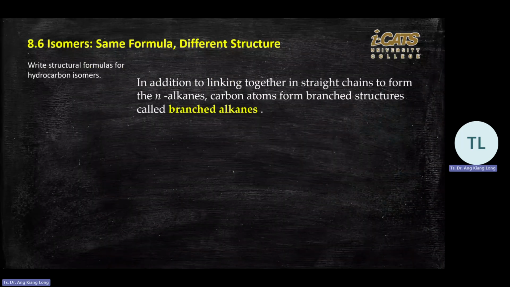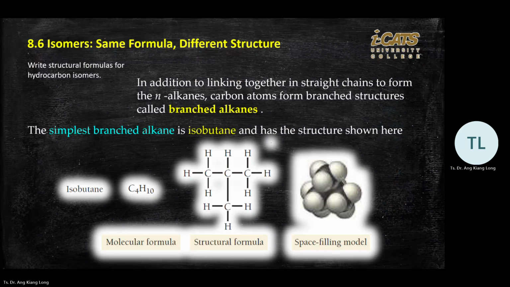Isomer, you have seen this one before, right? Isomers have branches. The simplest branched alkane is isobutane. So isobutane, C4H10. That means this one is not a continuous chain. The C somehow joins and branches out.